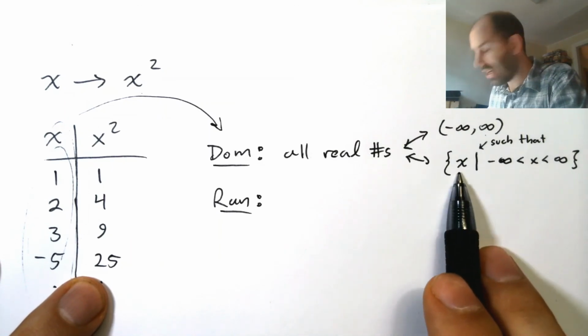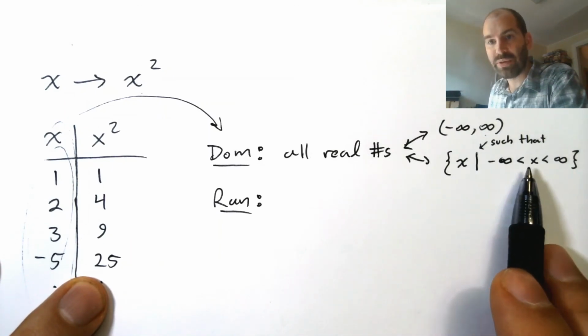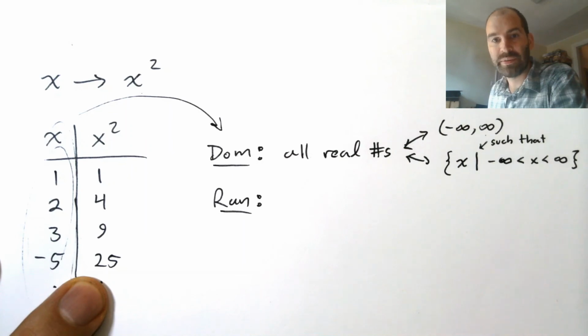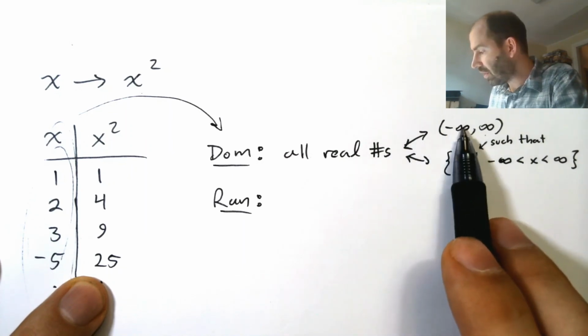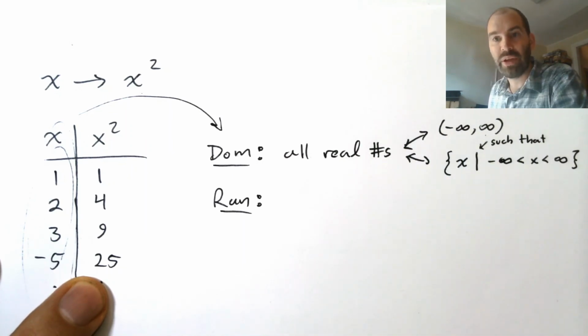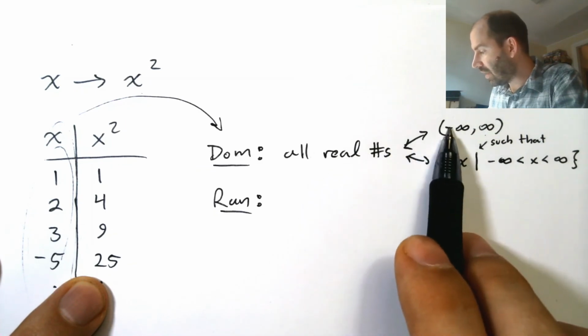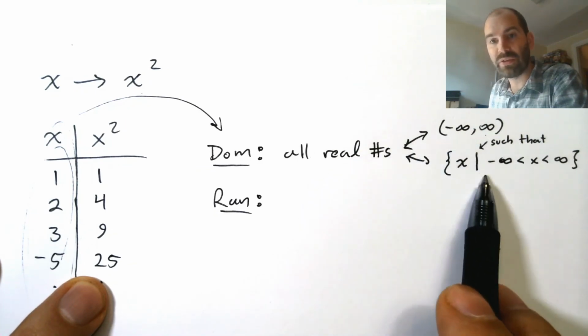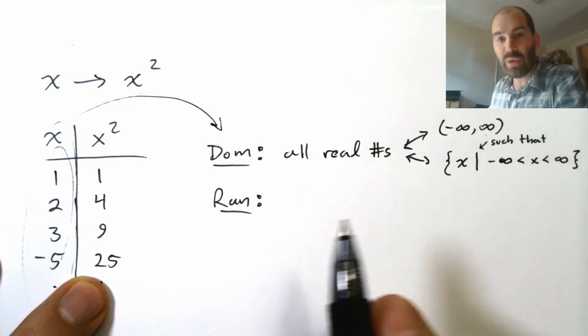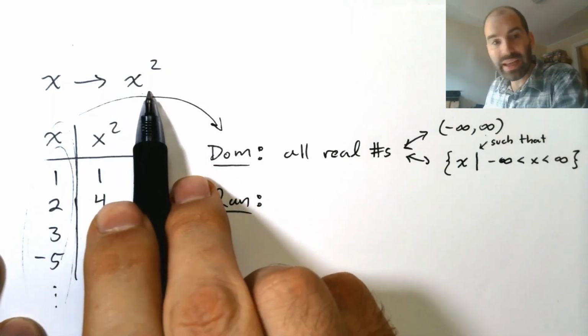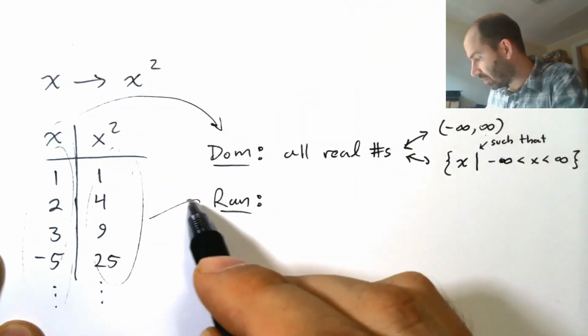So all numbers x such that x is between negative infinity and positive infinity. These are three different ways of writing the same thing. So you should be able to give your answer in any one of these formats. Now, what's the range? What numbers can I get out of this function?